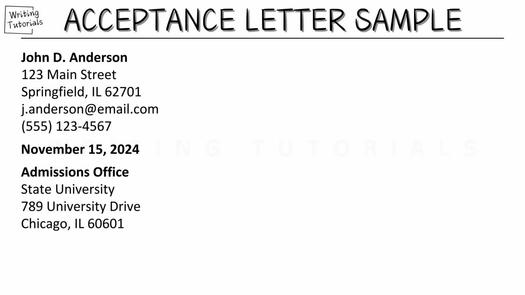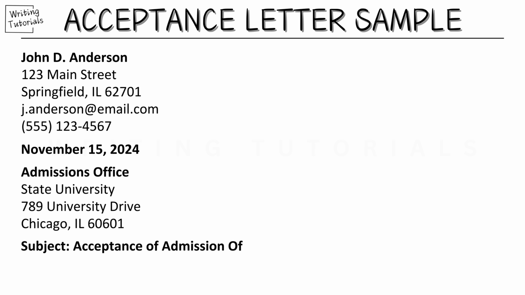Subject line. Clear and direct. Now, let's move to the subject line. Subject: Acceptance of admission offer. This is where you clearly state the purpose of the letter. A good subject line is short, direct, and to the point. It helps the recipient immediately understand why you're writing. In this case, you're formally accepting an admission offer. Keep it simple. There's no need for overly complicated language.